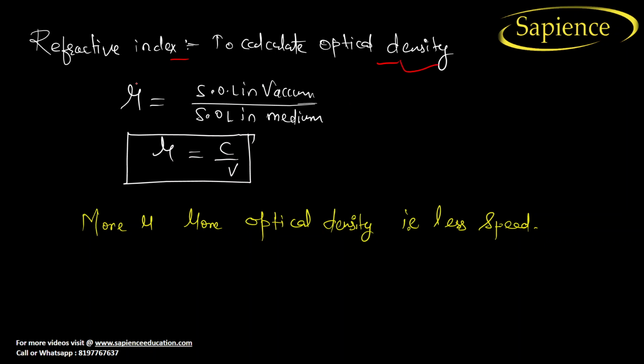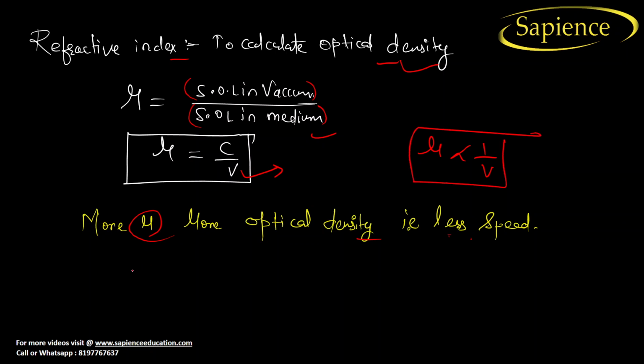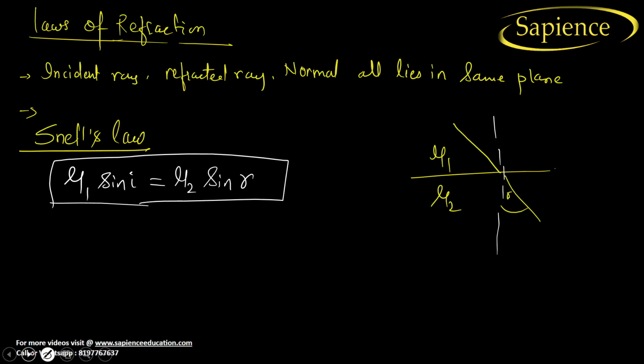Refractive index can be defined as the speed of light in a vacuum divided by the speed of light in a medium. So mu is equal to c by v. The more mu is, the more the optical density. Mu is inversely proportional to the speed of light in a medium. Let us suppose there is a diamond and a glass. Diamond has a refractive index of 2.4 and glass has a refractive index of 1.5. So definitely the speed of light will be more in glass and less in diamond. I hope you have understood this.